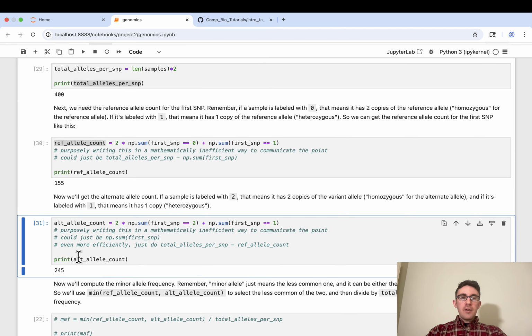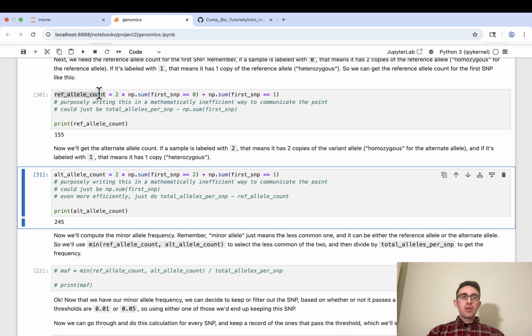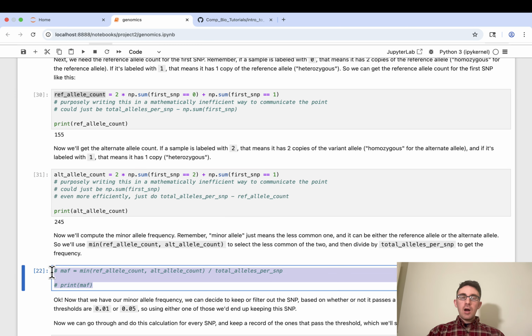So we have 245 counts of the alternate allele out of the 400 total allele copies. And so the next step, now that we have our counts of the reference and alternate alleles, is just to see whichever one is less common, because remember, the minor allele is just the less common of the 2 alleles, regardless of whichever one is the alternate or reference allele. The minor is the less common of the 2 alleles. And by the way, the more common is called the major allele. But we're interested in the minor allele here.